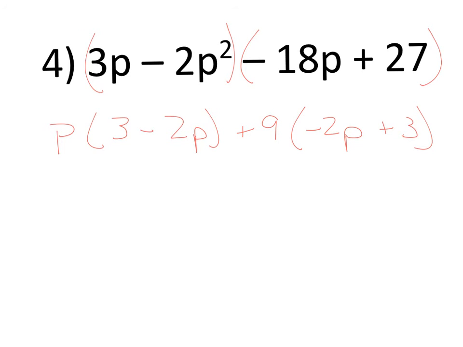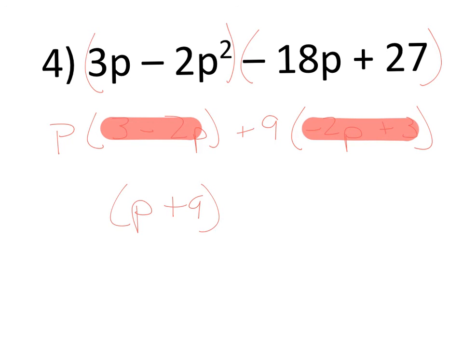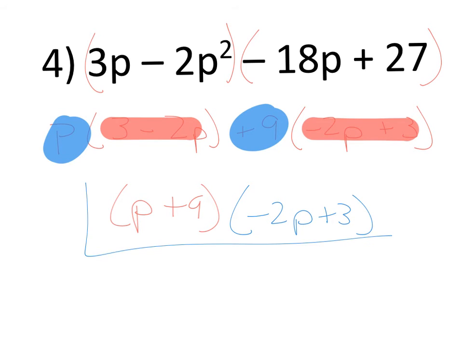Okay, so now I'm looking to the inside, making sure that these match up. And so here I have a positive 3 and a positive 3. I have a negative 2P and a negative 2P, so they do match. Okay, so I'm going to have P plus 9. Again, put together those outsides, right? Put that P and plus 9 together. And then the inside, it doesn't matter which one you write, negative 2P plus 3. And that's going to be my answer.